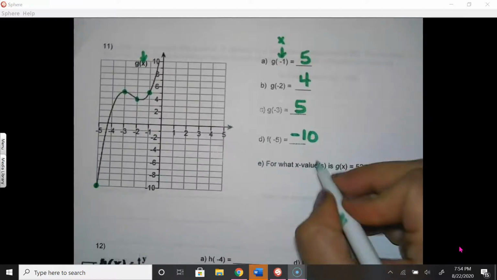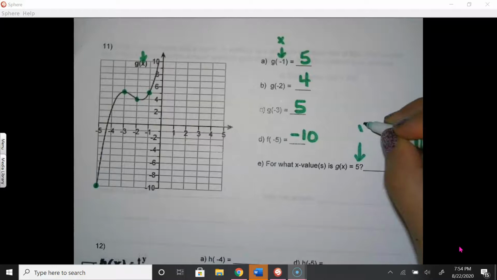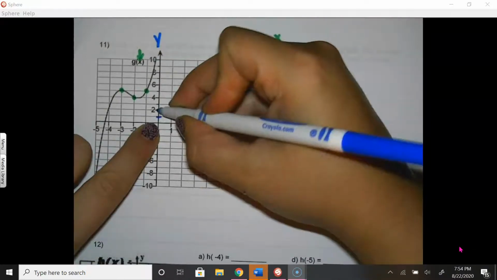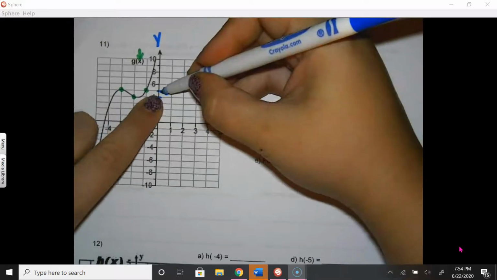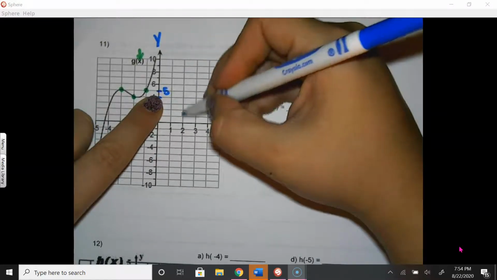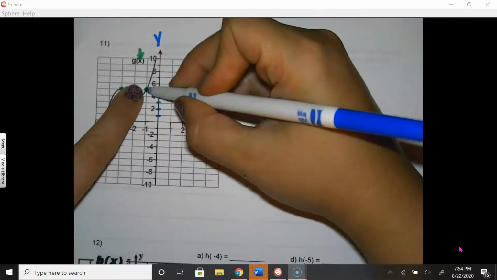Okay, then the last one here says, for what x value? So we're going to find x. So if we're trying to find x, they gave us y. So again, it says for what x value or values, so there could be more than one, is g of x equal to 5. So I'm going to go to the y-axis. So this is the y-axis. I'm going to go to 5. So 1, 2, 3, 4, 5. So here's where y is 5. And I need to find which x value goes up to 5. So nothing over here. This one goes up to 5.